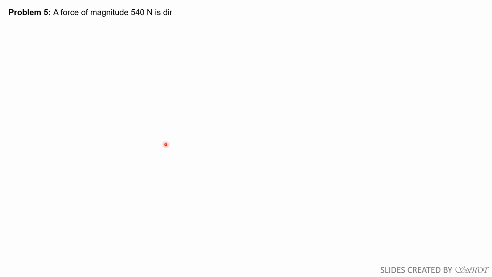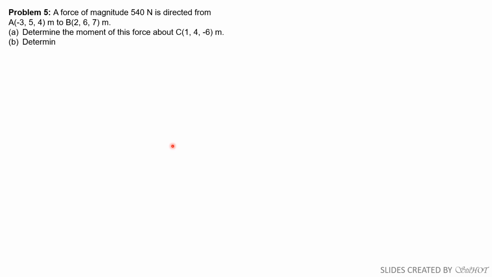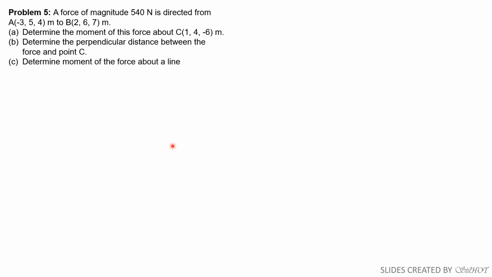Problem 5. A force of magnitude 540 newtons is directed from A (negative 3, 5, 4) meters to B (2, 6, 7) meters. Determine the perpendicular distance between the force and point C.